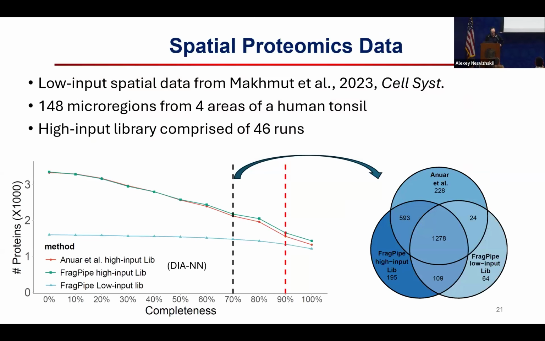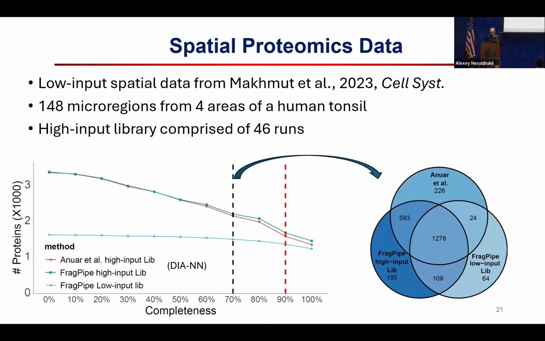So in this particular example, we applied DIA tracer and the FragPipe computational platform to input spatial proteomics data from the study listed here on this slide. It's 148 microregions from 4 areas of human tonsil, right? As part of the original work, they generated a high input library containing 46 runs, from a lot more starting material, and then used that library to do quantification from this single shot, single microregion data.